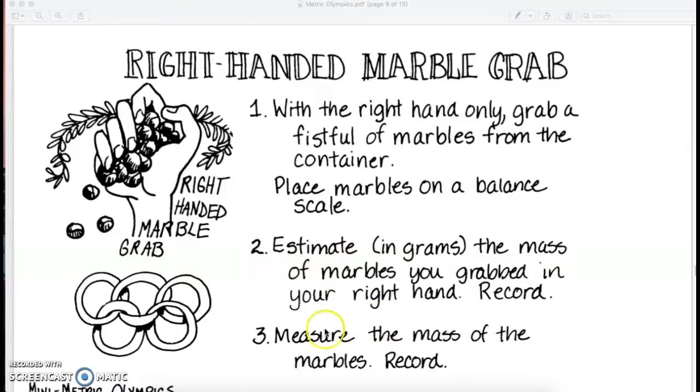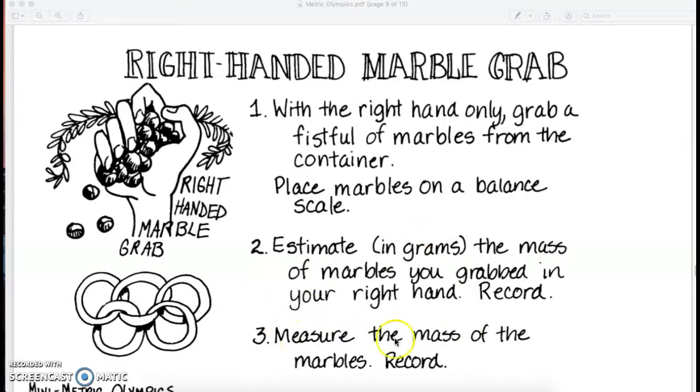So you're going to estimate what you think it is in your hand. I grab 4 golf balls in my right hand, and I estimate how many grams I think it is. And then I look up the average weight of a golf ball in grams, and I just multiply that by however many I grabbed. Of course, you can use a calculator for that if you need to.